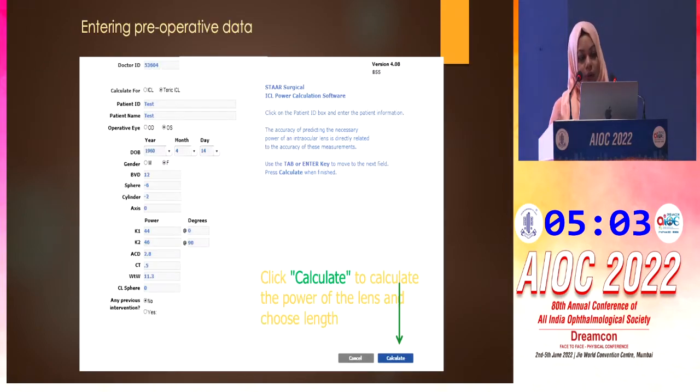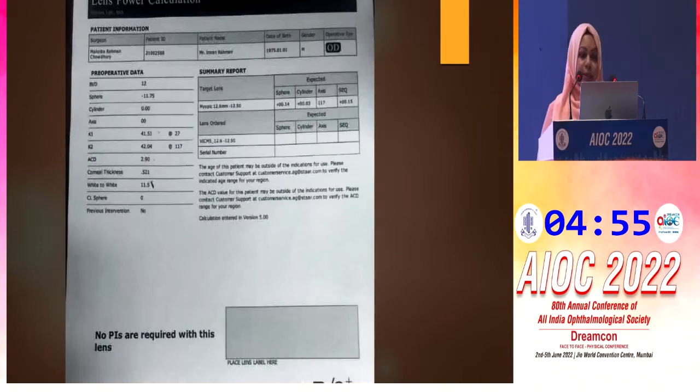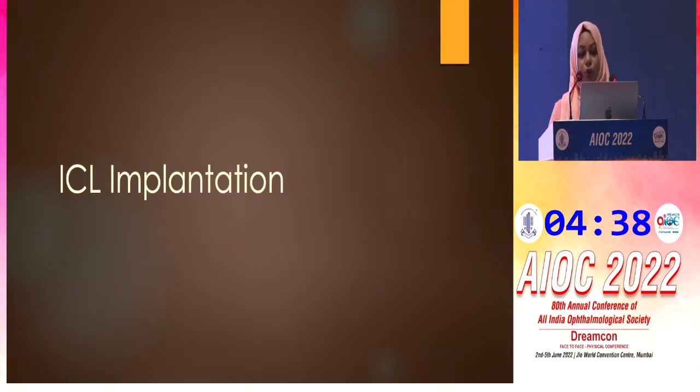Once we have done our investigations, we just put the data in the calculator given, and then we get a map like this. As we can see here, my patient had a refractive error of -11, but his corneal thickness was 520. So I didn't go for LASIK. I opted for an ICL instead. Once the measurements are done, we'll go for the surgery.